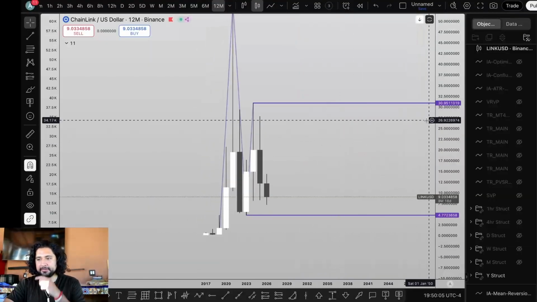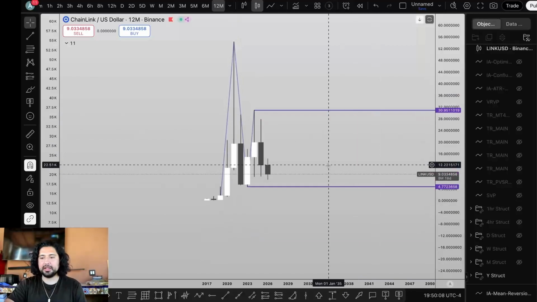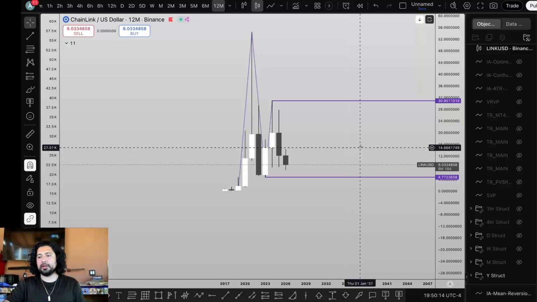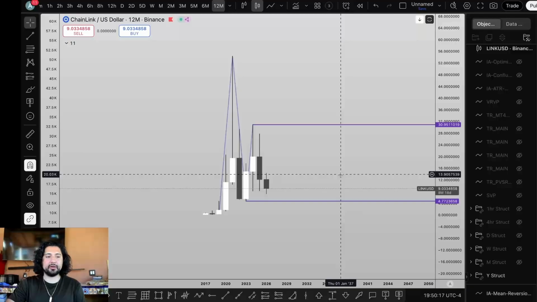All right, starting with Chainlink. So the reason why I'm picking Chainlink, again, the whole reason why I'm even looking at these trades is because of my thesis of USDT. Always keep that in mind.